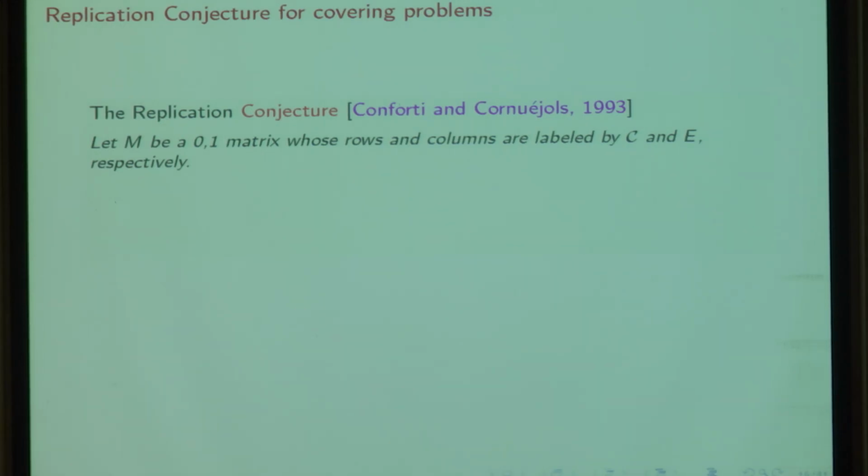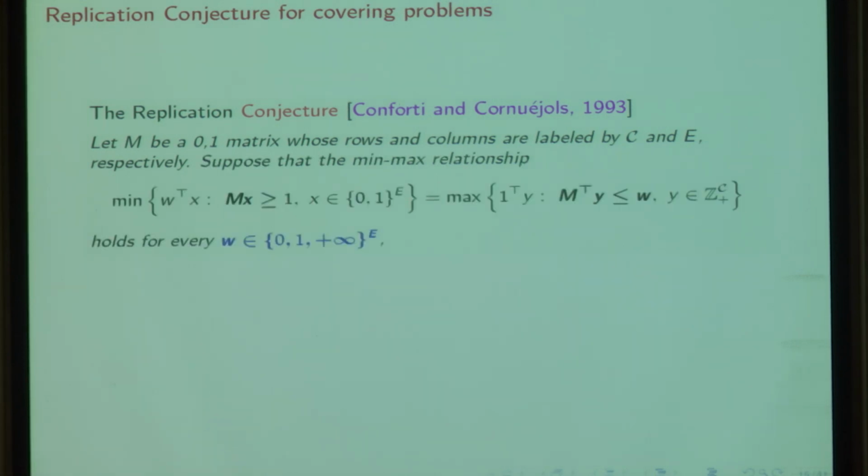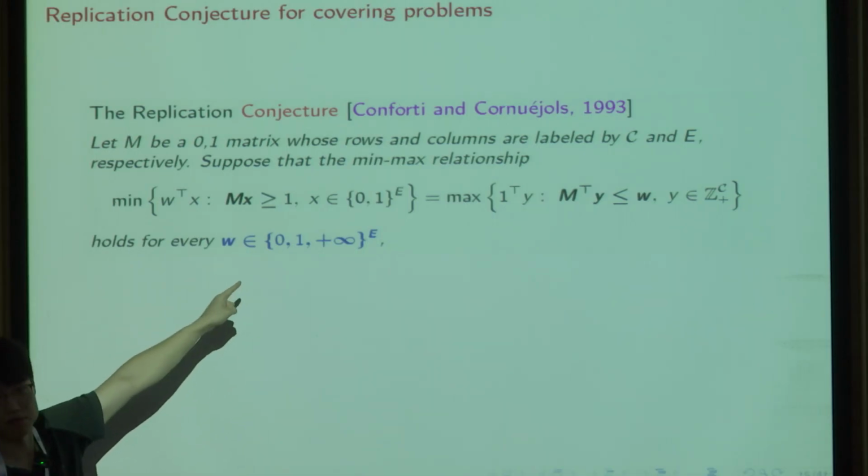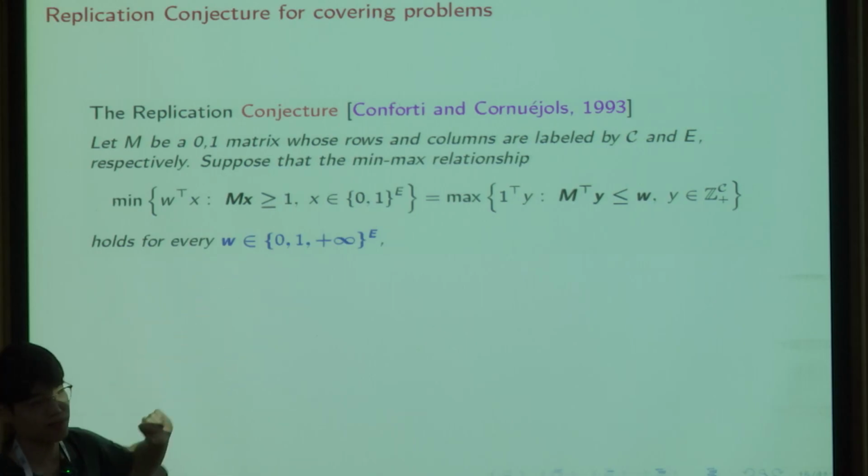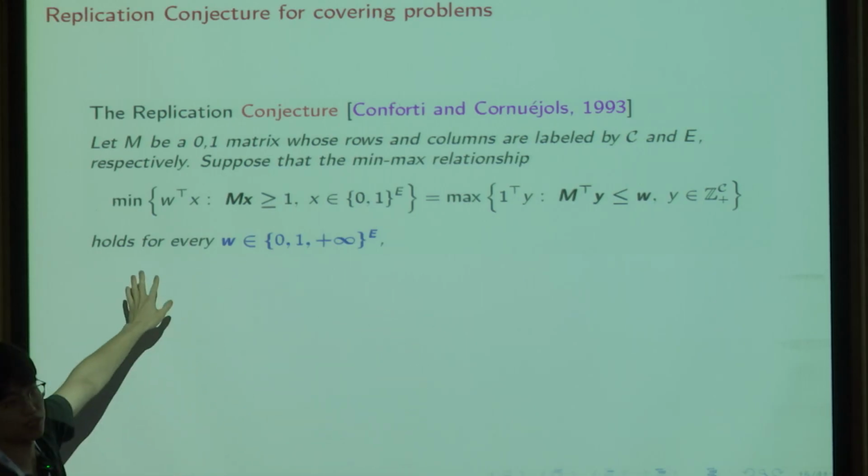So let's take an arbitrary 0, 1 matrix M. I'm using this notation E to refer to columns, and I'm taking some subsets of columns. So rows correspond to this family C. Then suppose that we have a min-max relationship for any 0, 1, plus infinity weights. If you look at this left-hand side, I had a max problem before, but I have min here. And I had Mx at most 1 before, but I have Mx at least 1. And the right-hand side is the dual of this left-hand side problem.